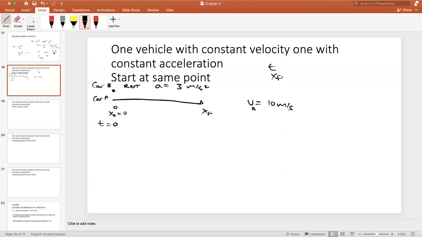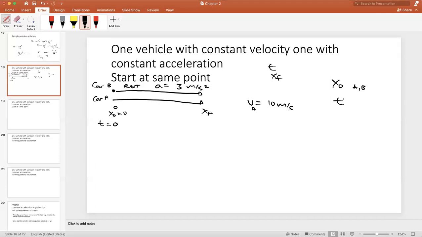Now here's something really important. Car B, we're going to assume, can accelerate the whole time. We're going to assume that x initial is the same for A and B. And t has to be the same for both of them. The amount of time it takes to get from x naught to x final will be the same for both of them. The distance they travel will be the same. What will be different is their accelerations and their velocities, okay?